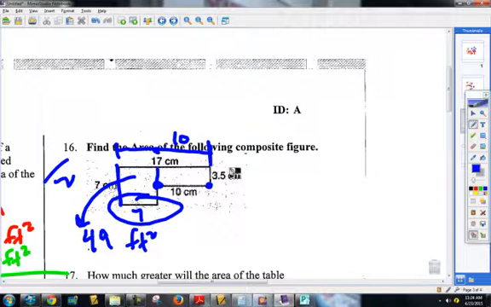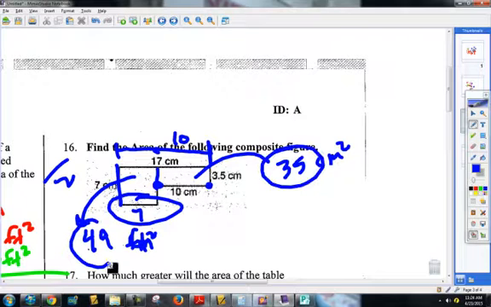By the way, this is worth 2. And then this, the area of this is going to be 35. See, centimeters squared, I wrote the wrong thing. Centimeters squared, I've got to add 35 and 49, and what am I going to get? 84?